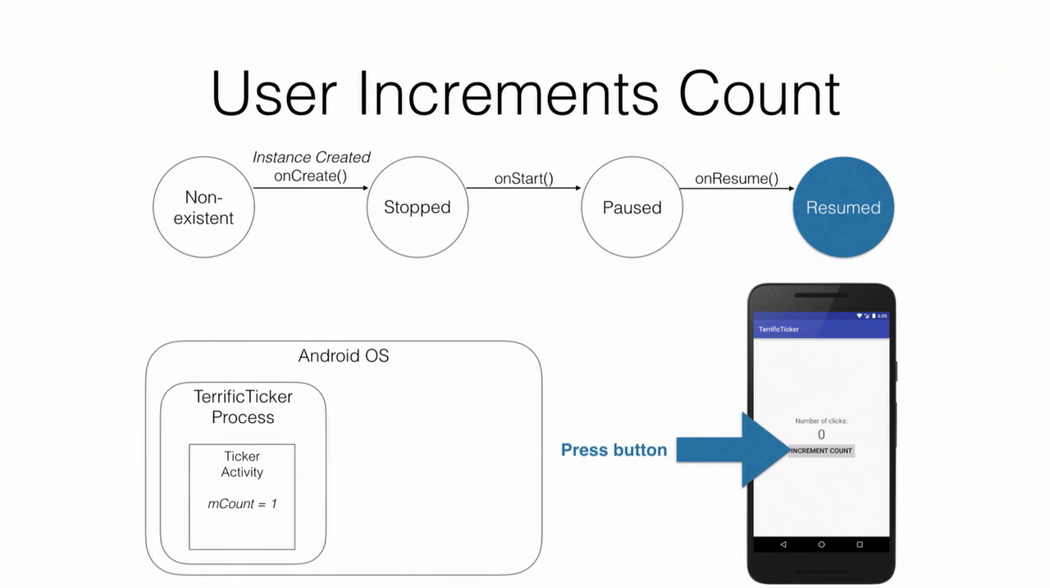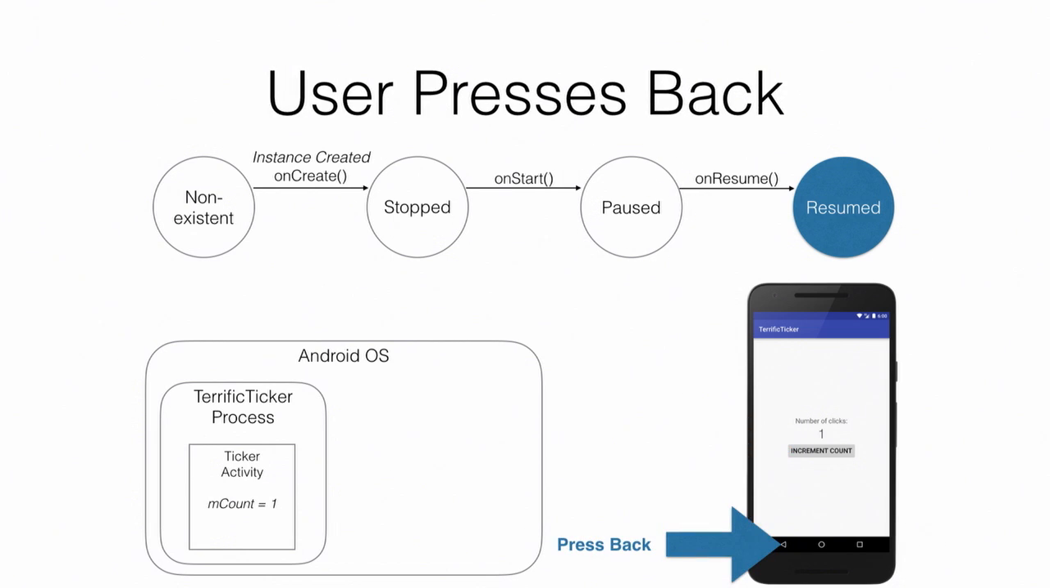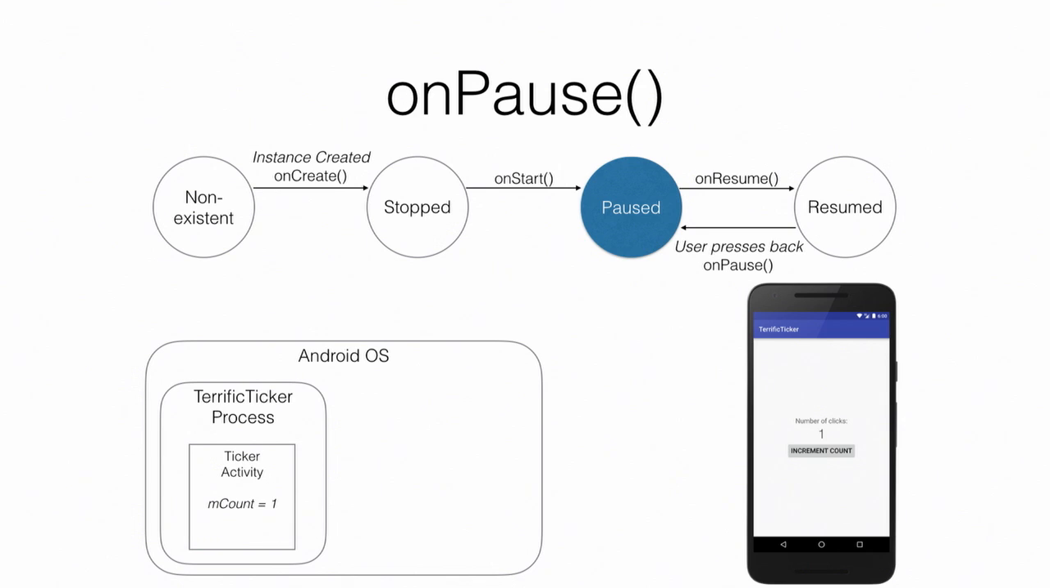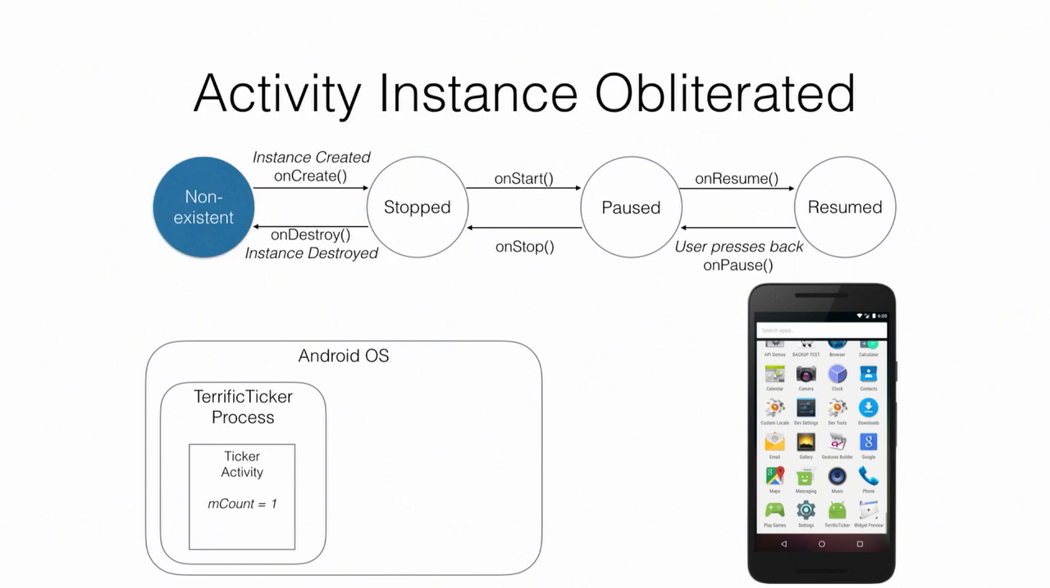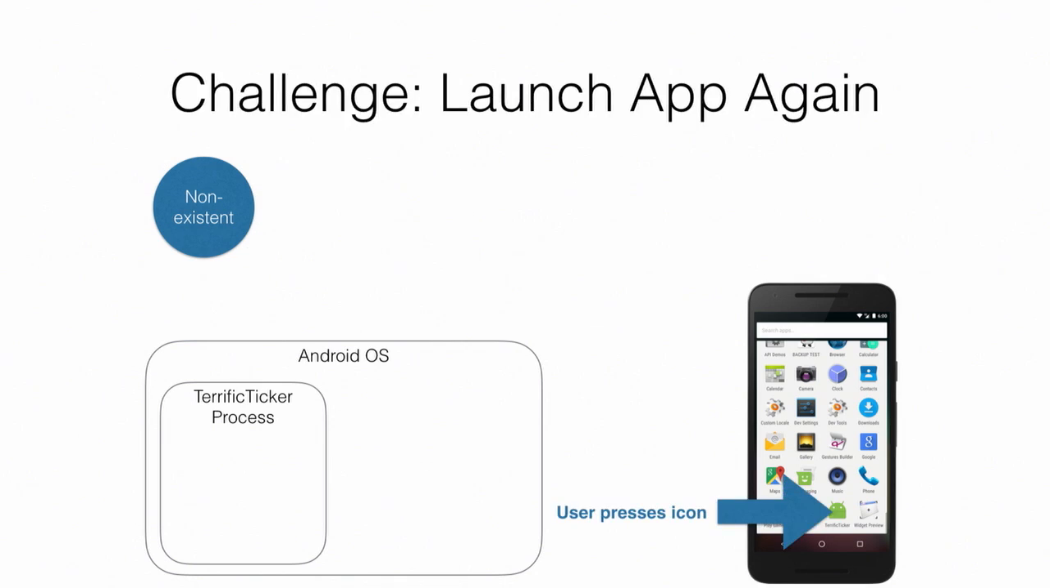So let's say the user presses the increment count button to increment the count to 1. Then they press back. They're in the resumed state, but automatically the operating system is going to start running it back down the life cycle. It'll call onPause, and then immediately call onStop to move it to the stop state. And then it's going to call onDestroy before finally destroying the activity. So now the activity instance is completely gone. We're in the non-existent state.